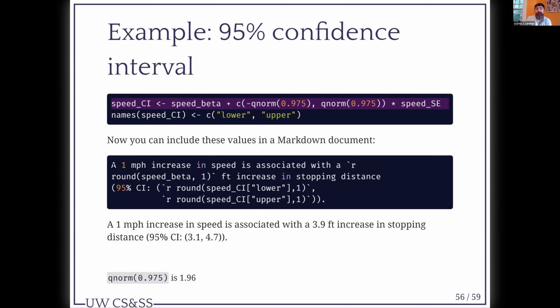I could write this text right in my markdown document: a 1 mile per hour increase in the speed variable is associated with a backtick R round speed beta 1, so rounding the beta in speed to 1 decimal point, foot increase in stopping distance with a 95% CI of the lower value of CI and the upper value of CI. The text you would see in your document would be a 1 mile per hour increase in speed is associated with a 3.9 foot increase in stopping distance with a 95% CI of 3.1 and 4.7.